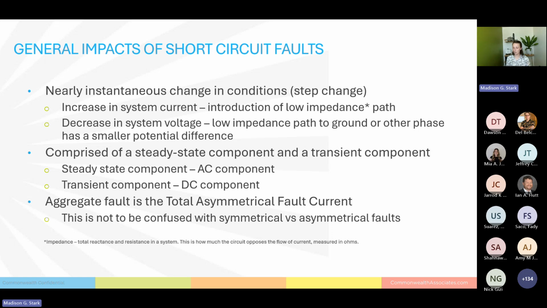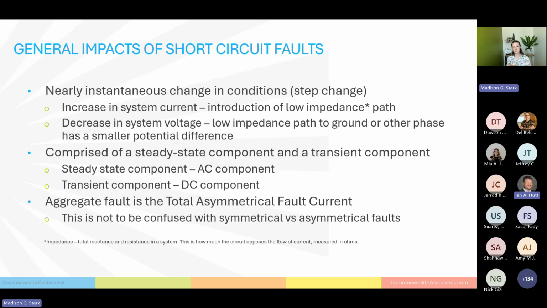That potential difference that you're talking about is your system voltage. So as that potential difference goes down, well, now you're going to see the corresponding decrease in your system voltage. So there's two parts that you see coming out of a short circuit fault. You're going to see an increase in current, and then you're going to see a decrease in your system voltage. This change is going to occur on your faulted phases only.